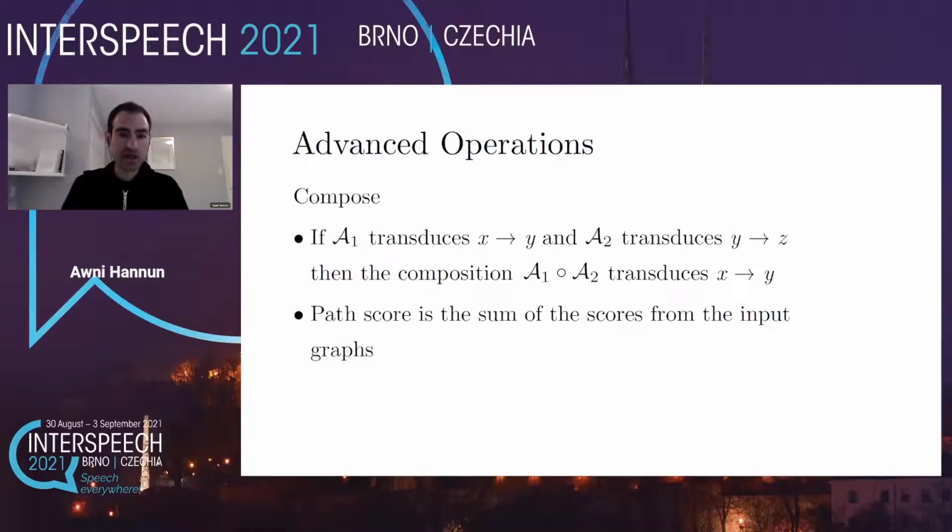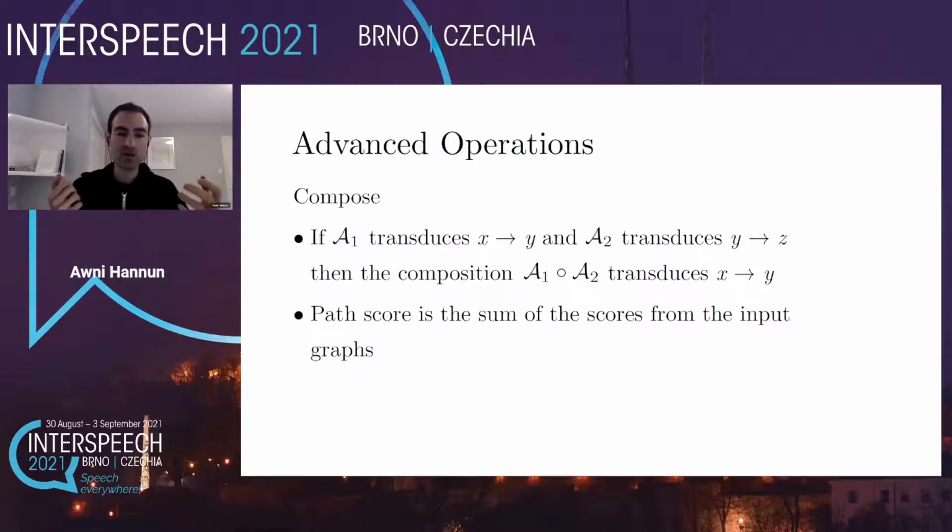Okay, so that's how intersect works. Now compose, as I said, is almost the same operation, but for transducers instead of acceptors. So what does it mean for transducers instead of acceptors? Well, if the first input graph transduces x to y, the second input graph transduces y to z, then the composition transduces, this is a typo, sorry, the composition transduces x to z. So they match on the inner label, and the composition transduces the outer sequences.